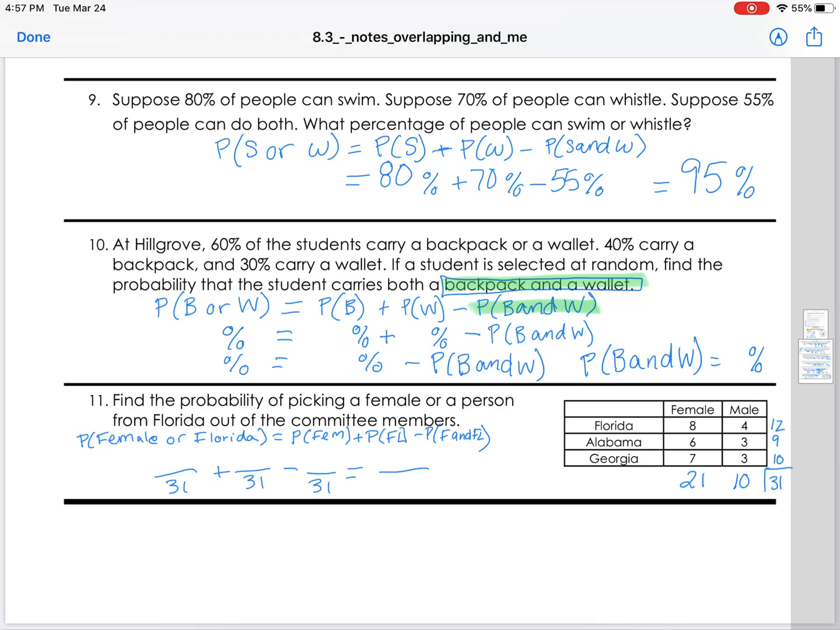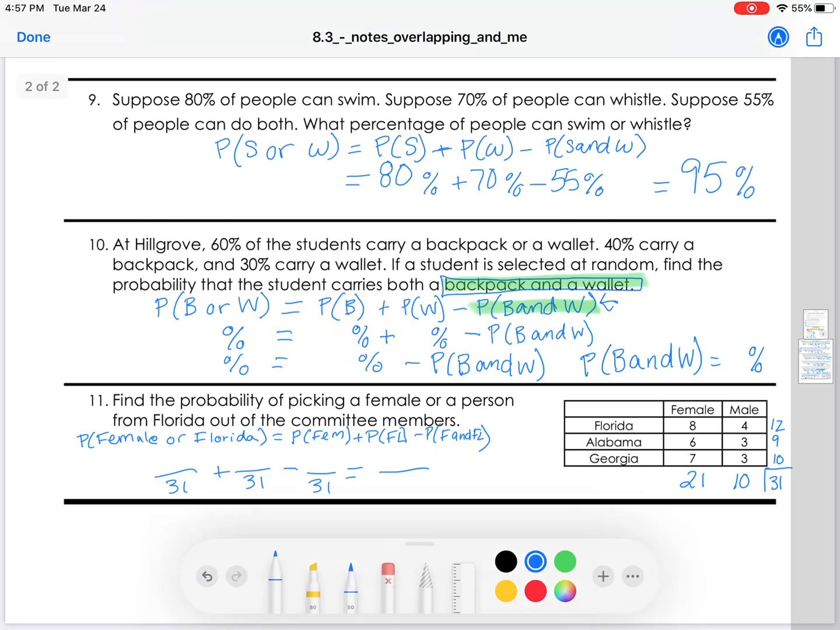Now number 10 is asking us to calculate the probability of someone carrying a backpack and a wallet. All right, and so I need to make sure that I'm solving for this last piece of the formula here, because that's the portion that represents someone doing both at the same time. And I'm going to work backwards using the probability of one or the other formula.